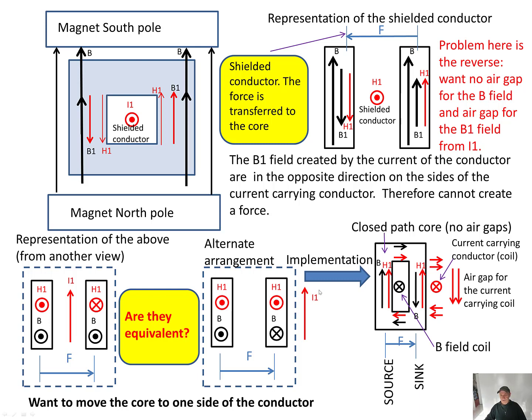Are they equivalent? So how we would physically implement this would be to make a core, which is a closed path like this. This is the B field coil that produces the B field, which is the black arrows. Now the current carrying conductor is placed outside the core. Now there's a large air gap here because the magnetic path for the current carrying conductor goes around like this through this side. So there's H1 in the same direction, but here the B field is upwards and the B field is downwards. So here the two create a high concentration, here creates a low concentration. So we have a closed path for the B field coil, no air gaps, and we have a large air gap for the current carrying conductor. So we want to move the core to one side of the conductor.